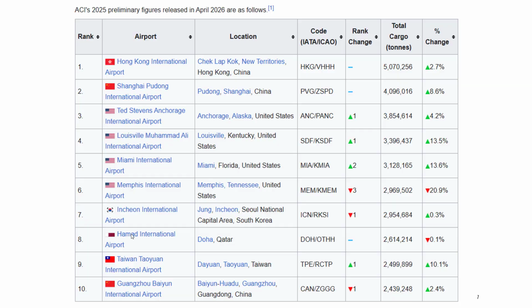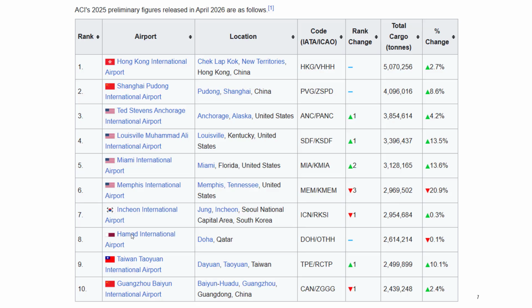Here are the preliminary figures released April 2026 for the busiest air cargo airports. Hong Kong International Airport, in terms of cargo tons, was the biggest. And there's a percent change from the year before. Then we got Shanghai. Then Anchorage, Alaska. Then Louisville, Miami, and then Memphis.